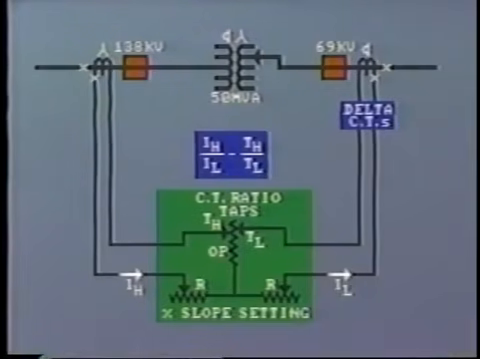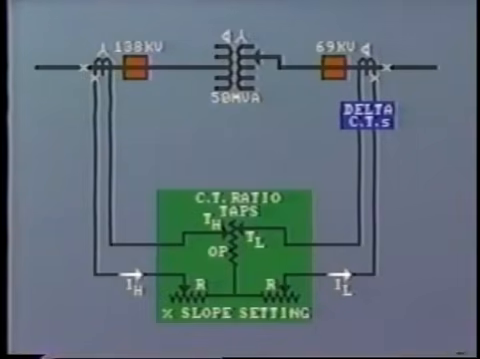Let's look at our example again. We have a 50 MVA transformer, and the line voltage on the primary side is 138 kV. So the line current comes to 209 primary amps in each line. If we assume the ratio of the primary CTs to be 250 to 5, that is 50 to 1, then we have 4.18 amperes passing through the primary side restraint winding of the differential relay. On the low voltage side of the transformer, the line current is equal to 418 amps.